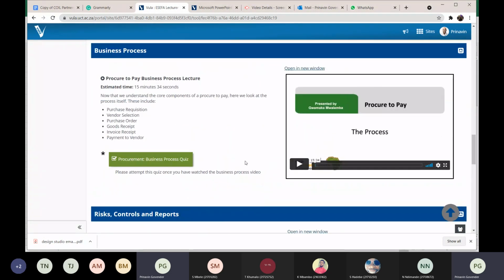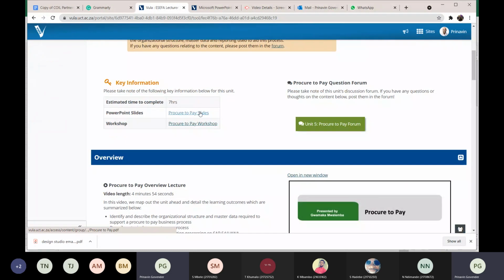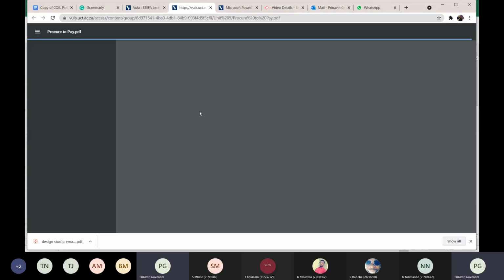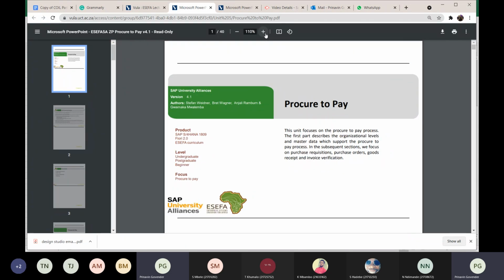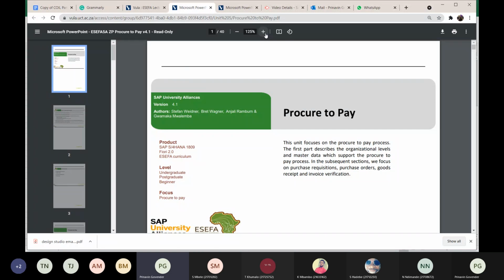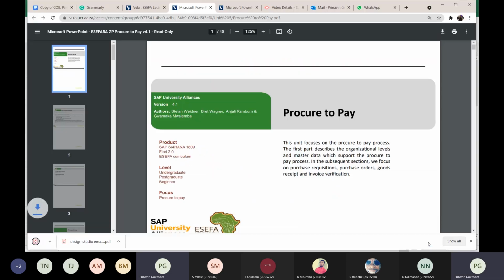So I'm going to go to the top of the screen where they talk about the slides. There's the slides, procure to pay slides. Let's open that up. And let's make that a little bit bigger. Let's see if I can close that. Well, let's open this up in Adobe. Let's save that down there. Procure to pay. Save that. And I'm going to open up Adobe because I like to see it under Read View.